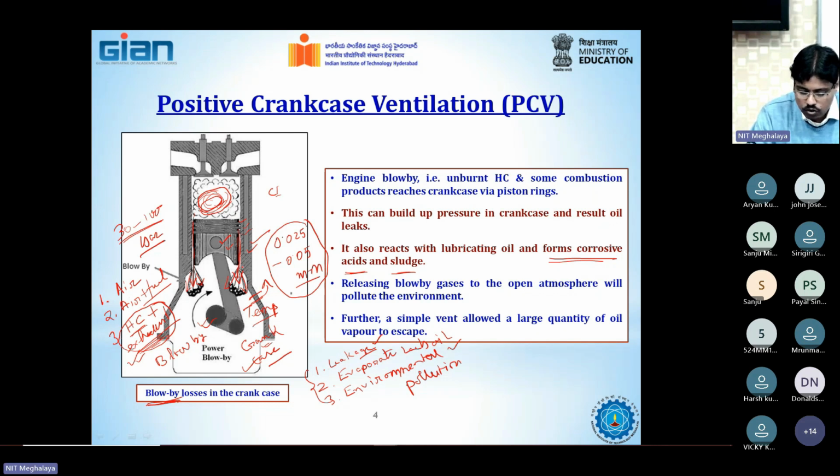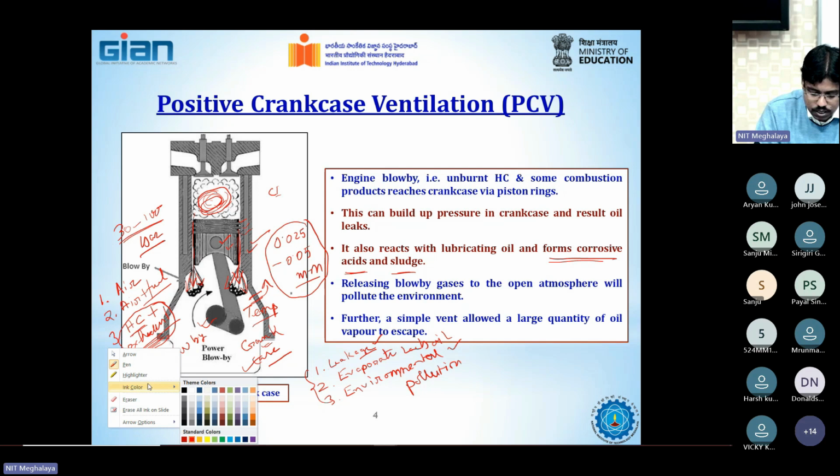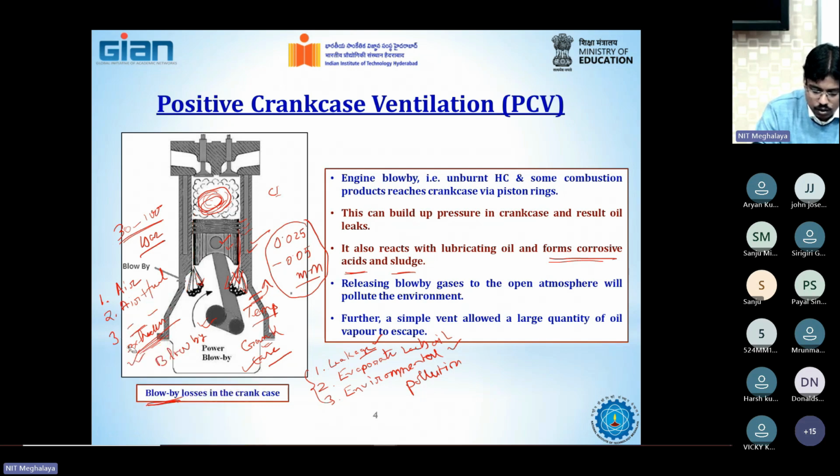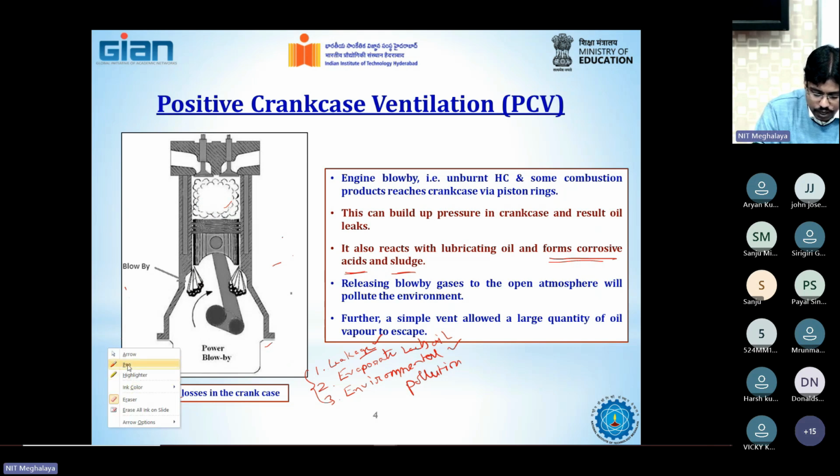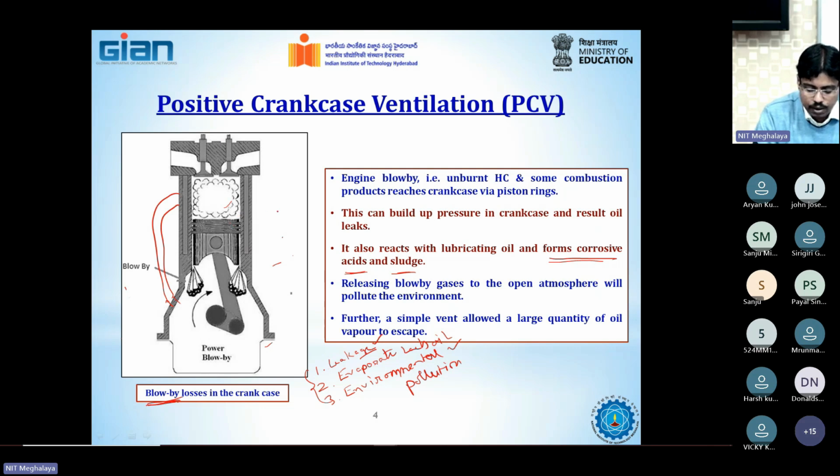So what is the solution? One primary solution is very easy. You can say, sir, why don't you link this crankcase along with the piston inside the combustion chamber? Then these gases can go into the combustion chamber and burn out. I'll say yes, very good. This is a good, valid option. Definitely we can create a vent over here and link it into the combustion chamber so that this gas can go inside the combustion chamber and burn out.